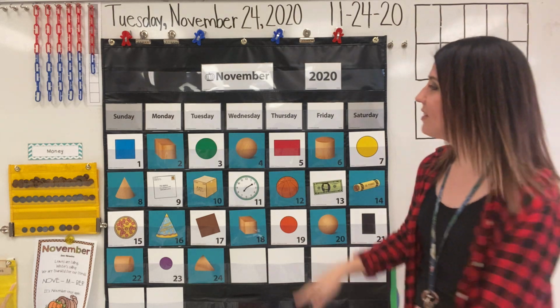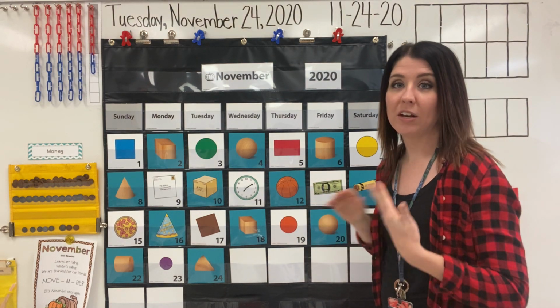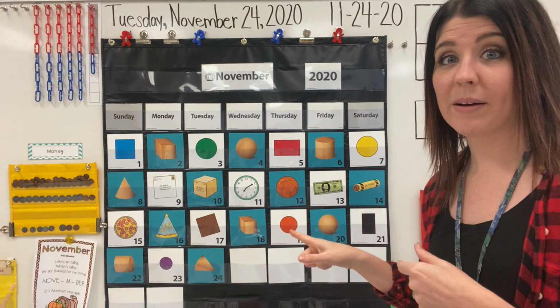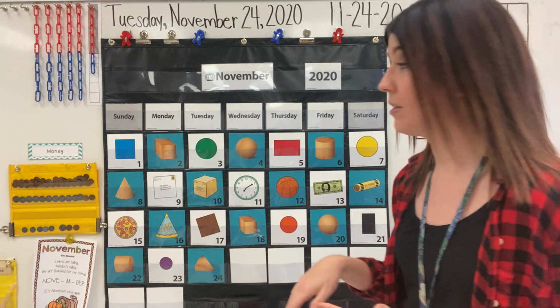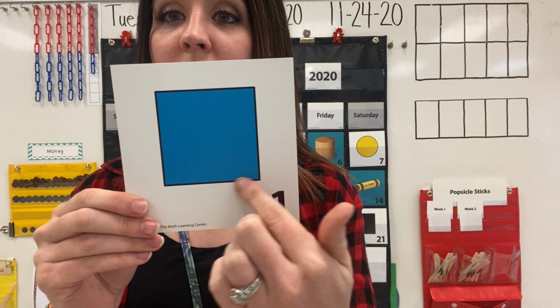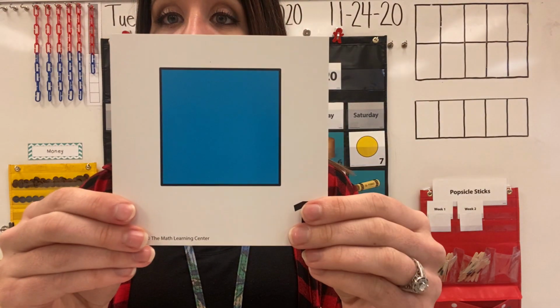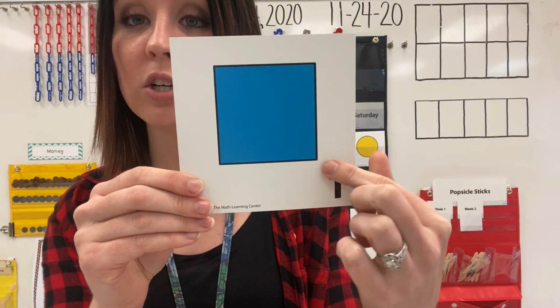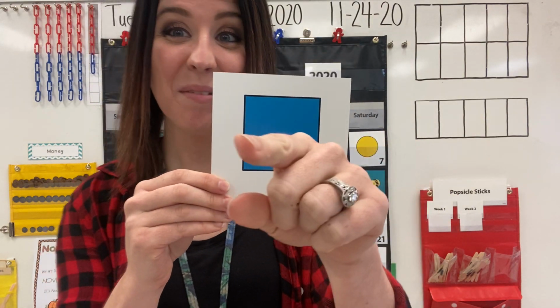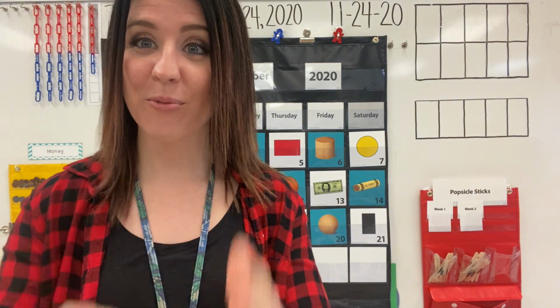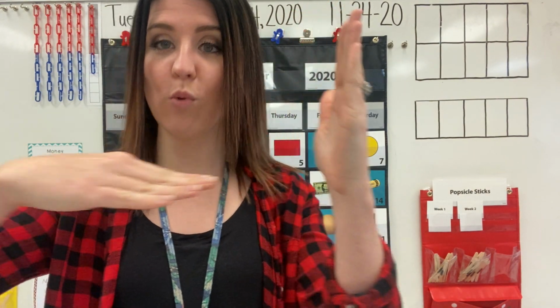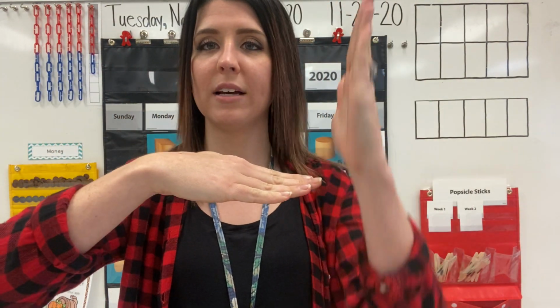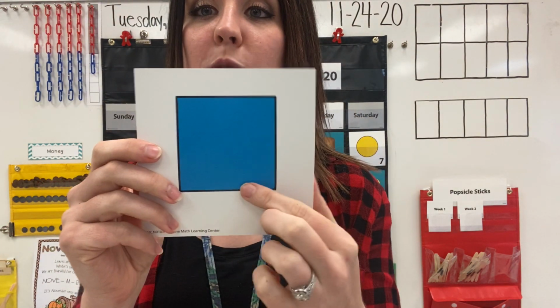Okay, so let's take a look at our calendar for this month and all the shapes that we've had. We're not going to talk about every single day, but I do want to review some of the shapes, okay? Do you remember what shape this is? It has 4 sides. All 4 sides are the same or equal. And the corners are called right angles. They make that perfect corner. One side goes straight across, one side goes straight up and down, and they meet in that perfect corner. So it has 4 of those perfect corners.